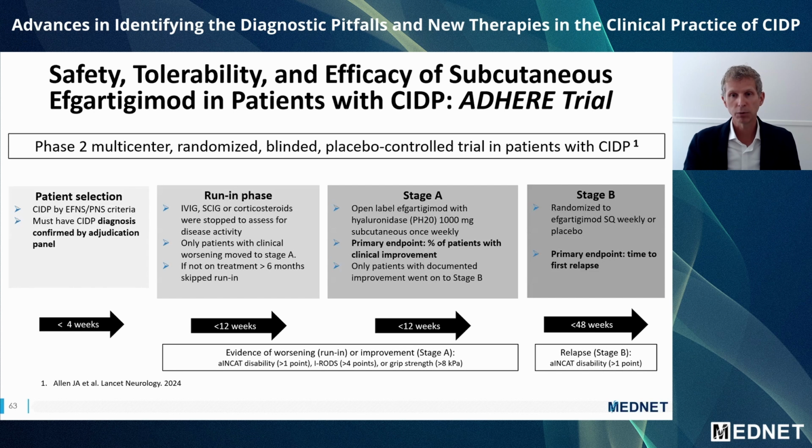Those patients that improved were allowed to go on to stage B, which was the randomized placebo-controlled withdrawal phase, where patients were randomized to either efgartigimod or placebo, followed for up to 48 weeks, and we were looking for a relapse rate during that 48-week period. On the basis of this design, we could get two main outcomes. The first was the percentage of patients that improved open label in stage A, and the second was the percentage of patients that relapsed during the blinded withdrawal portion of the study in stage B.